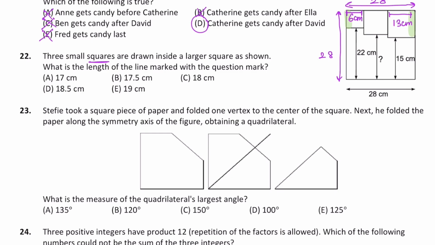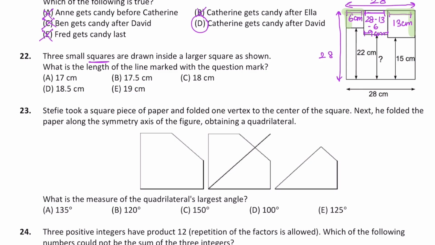Now, because I have this and this length, I can just do 28 minus 13 minus 6 to figure out the length of the square. So that will be 9 centimeters, right? So this square is 9 centimeters.